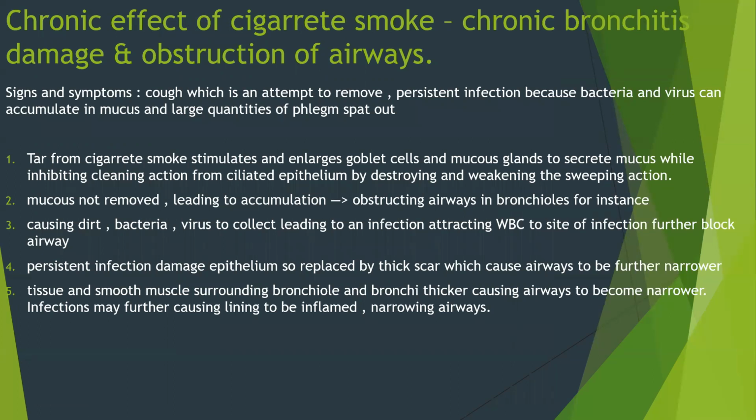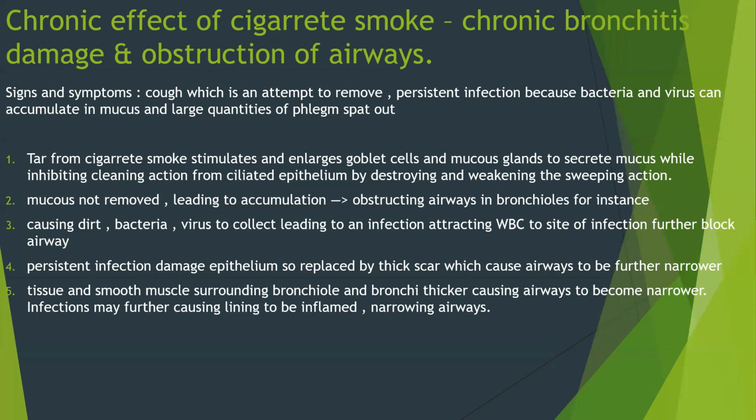So we'll talk about chronic bronchitis first, and then we'll talk about emphysema, and I think finally it's about lung cancer. So the signs and symptoms of chronic bronchitis is there's a lot of cough, which is to remove the obstructions of the airways which is present. There's also persistent infection because bacteria and virus can accumulate in the mucus which are stuck in the airways, and there's also large quantities of phlegm spat out.